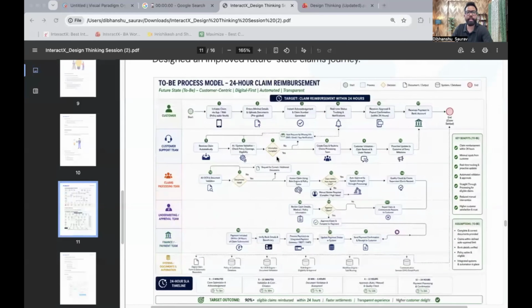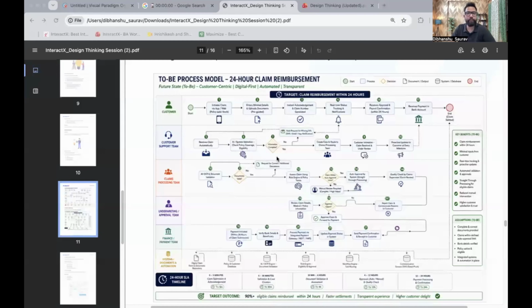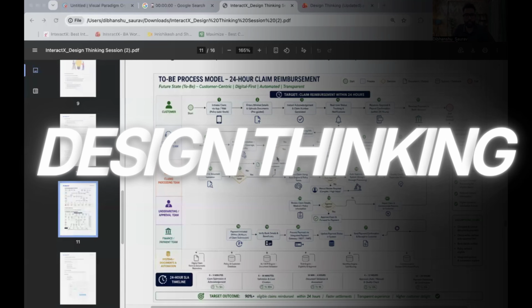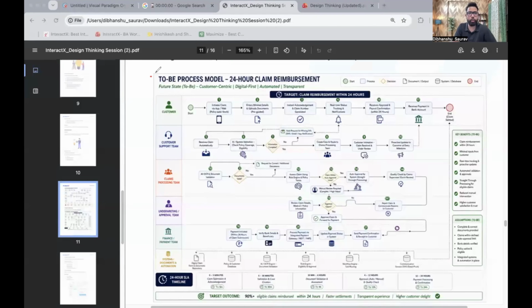Again, team, we are not trying to say whether this is practically feasible, yes, no, and all. All I am trying to give you is an understanding of what design thinking is, when you recommend this, or put this in front of stakeholders, asking, hey, can we go for this 24-hour claim reimbursement? What is the process that you as a business analyst are going to follow using the concept of design thinking?